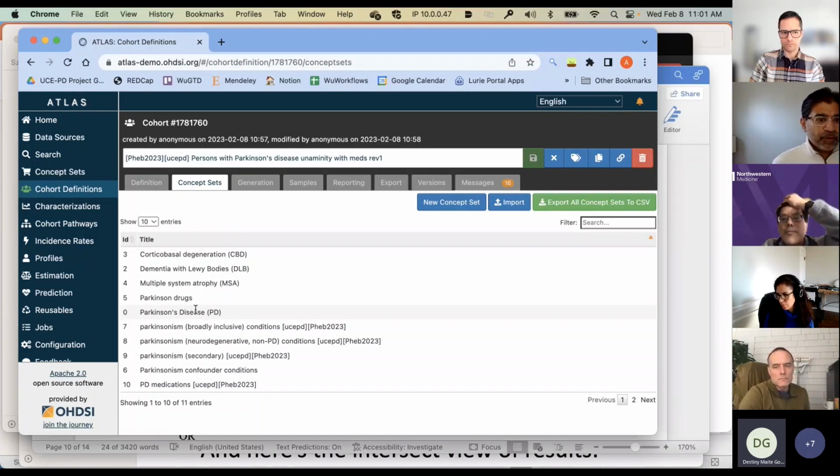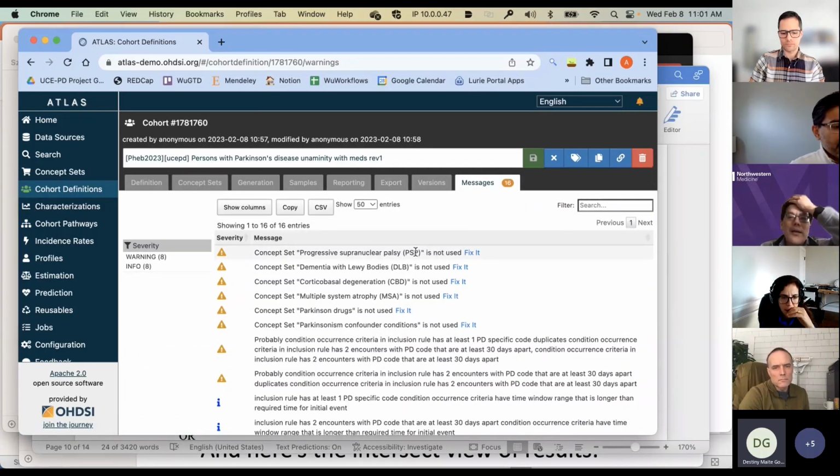Okay, so I'll wait for your email then. Then we'll do an independent task, and Aza and I, if you don't mind, we'll do a little bit of cleanup, just editorial cleanup, not logic changes. Yeah, if there's a way to remove these other concept sets that are not used. If you go to that messages tab, which has the 16 number to it, you can just say fix it, and you're done.